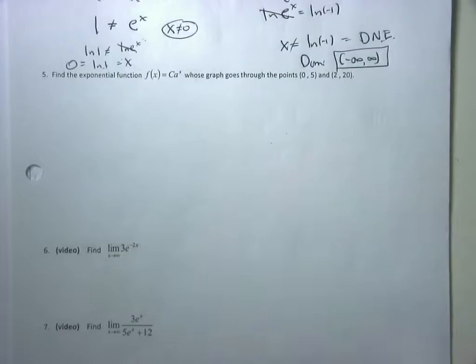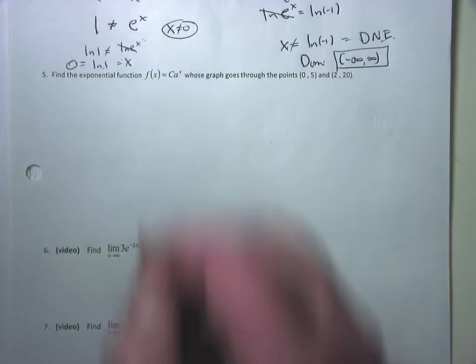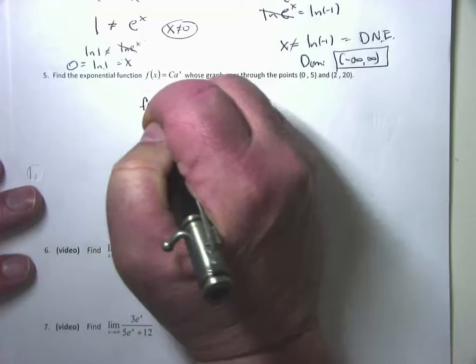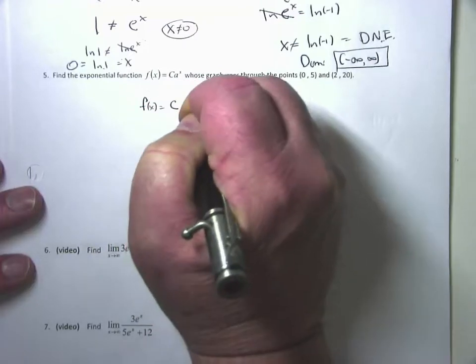Here's a WebWork problem for you guys. Find the exponential function f of x equals c a to the x, whose graph goes through the point (0, 5) and the point (2, 20). All right, so I got a function. f of x is equal to c a to the x.